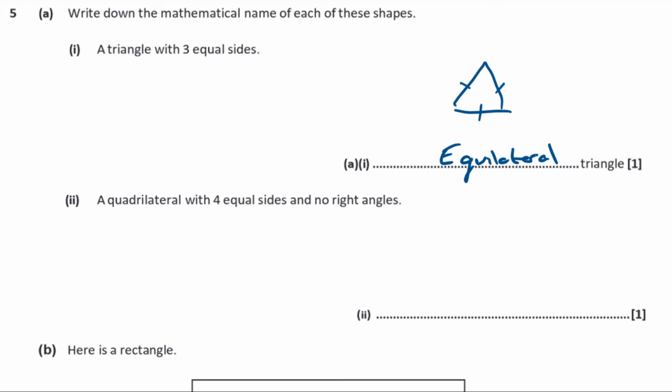A quadrilateral with 4 equal sides and no right angles. Well, if it was 4 equal sides and right angles, it would be a square. So I'm guessing if there are no right angles, it's going to be a pushed over square then, isn't it? Which we call a rhombus. Okay, so that's a rhombus.